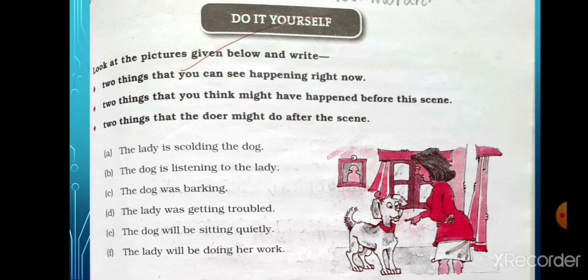Then beta, the dog was barking, the lady was getting trouble. It's past continuous tense. Okay, two sentences of past continuous. And then students, the dog will be sitting quietly and the lady will be doing her work. Like this, students, take help from the picture and then try to write down the sentences here. Okay, now students, try the do it yourself part in your books and complete worksheet 6 to 11. Okay, complete worksheet 6 to 11 in your practice book and try the do it yourself part.